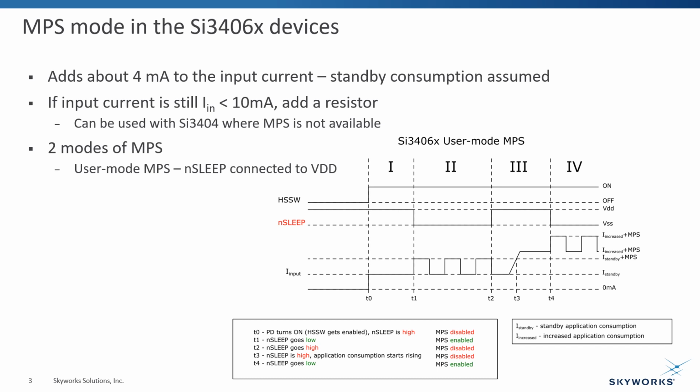The first diagram shows the MPS sequence of the Si3406x devices in user mode. As the UNSLEEP pin is connected to VDD at T0 when the hot swap switch turns on, MPS pulses are not present. After pulling the UNSLEEP pin to VSS at T1, the IC starts to provide the MPS pulses at certain time intervals by adding 4 mA to the input current consumption. At T2, the UNSLEEP pin is pulled high, so MPS is turned off. The application consumption starts rising at T3, and MPS is turned on again at T4 when the UNSLEEP pin is pulled low again. As it can be seen, the MPS pulses are entirely controlled by the host controller and the signal level of the UNSLEEP pin.